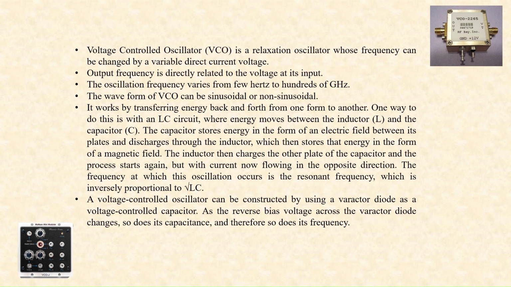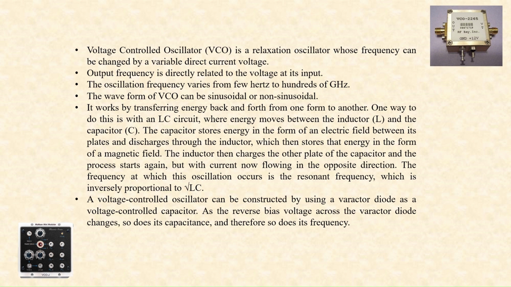It works by transferring energy back and forth from one form to another. One way to do this is with an LC circuit, where energy moves between the inductor L and the capacitor C. The capacitor stores energy in the form of electric fields between its plates and discharges through the inductor, which then stores that energy in the form of a magnetic field. The inductor then charges the other plate of the capacitor and the process starts again, but with current now flowing in the opposite direction.